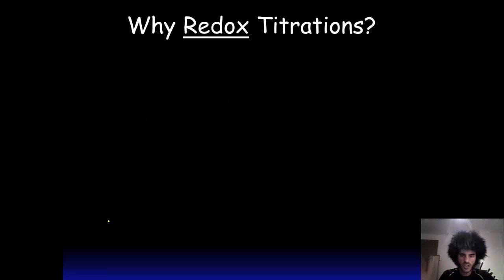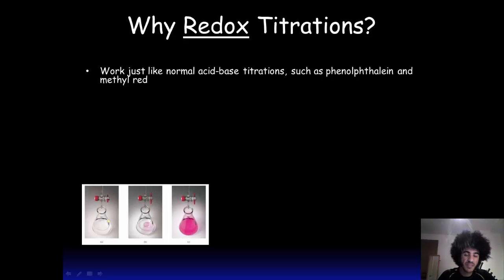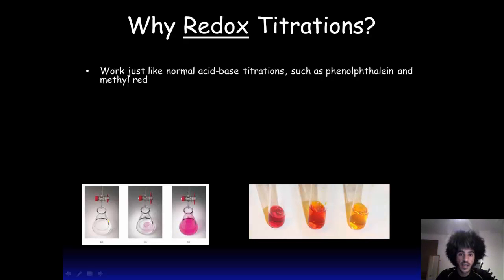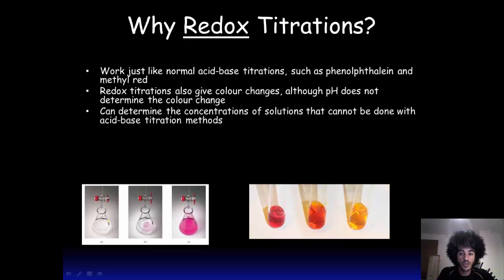So why Redox titrations? Why not just do a normal titration? Well, the reason is that they work just like normal acid-base titrations, such as phenolphthalein and methyl red. If you remember phenolphthalein, in an acid-base titration, your solution goes from clear to pink, depending on whether you've added enough base or not. With methyl red, it's a similar color change. Okay, it goes from red to yellow, again, based on the pH. Now, these Redox titrations can also give colour changes, although pH does not necessarily determine the colour change, and that makes them really useful. They can determine the concentrations of solutions that cannot be done with normal acid-base titration methods.